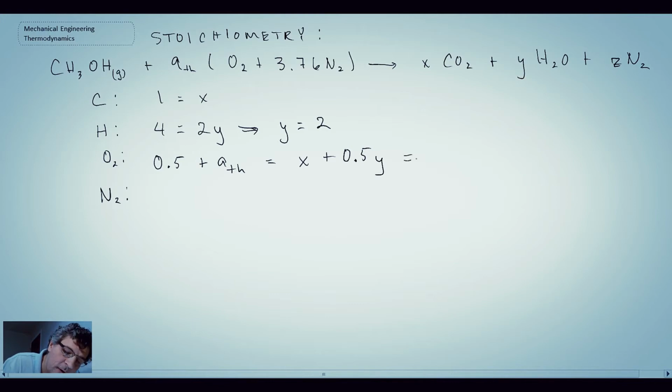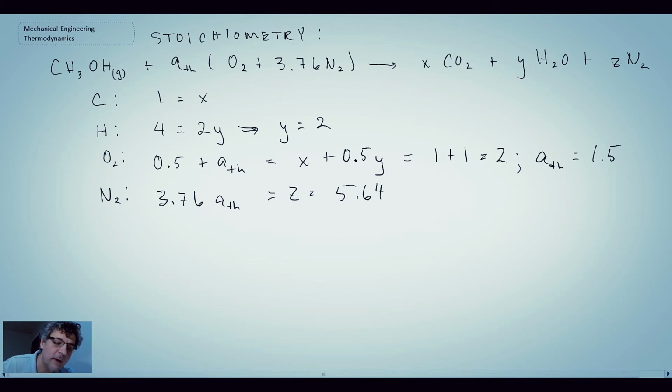And given that we know x and y, we can solve for this. And therefore the theoretical amount of air here is 1.5. And finally, for diatomic nitrogen, we get this. So we can rewrite our chemical reaction as follows.